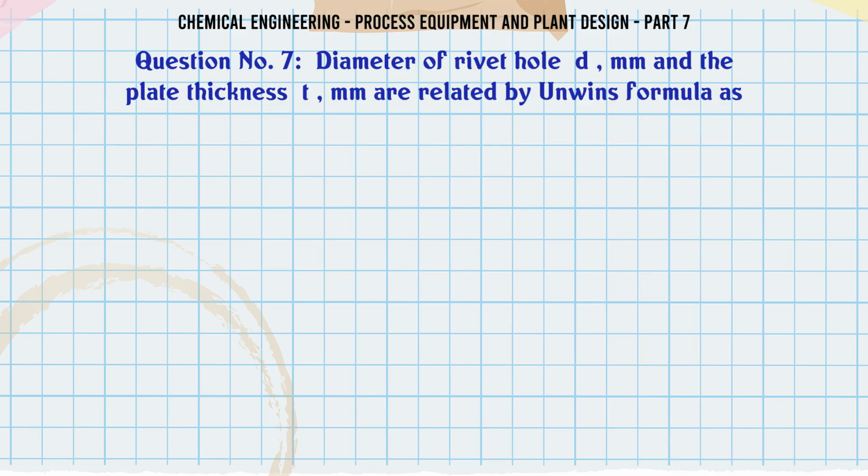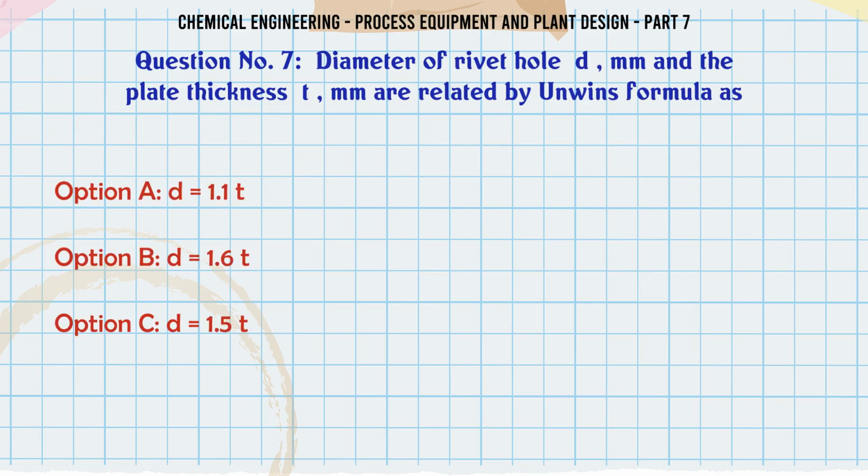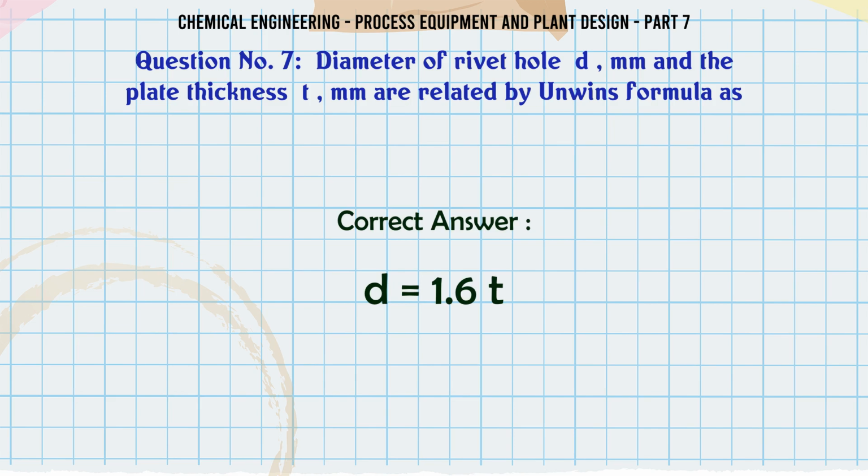Diameter of rivet hole d mm and the plate thickness t mm are related by Unwin's formula as A. d = 1.1 t, B. d = 1.6 t, C. d = 1.5 t, D. d = 3 t. The correct answer is d = 1.6 t.